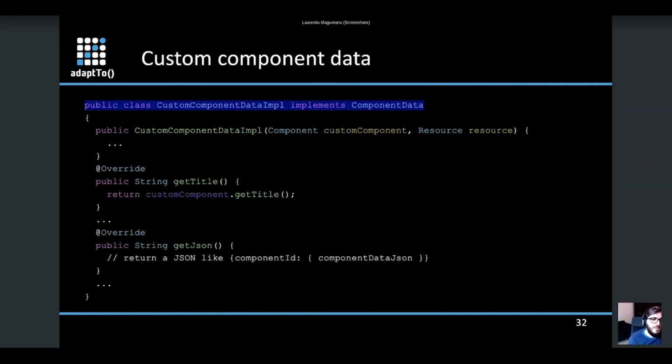So the minimum that you'll have to do is create your custom component data implementation, the one that is responsible for generating that JSON. So you just implement the component data interface that is exposed by the core components bundle, and override your own methods that need ending up in the final JSON structure.